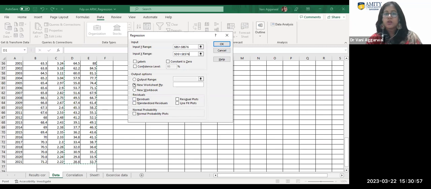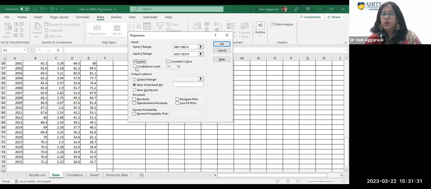Then click on labels. Under Y range, I have selected my life expectancy. Under X range, I have taken two data series. I have left TFR; I'm not interested in TFR. I'm interested in infant mortality rate and under 5 mortality rate. As I have selected the variable names, I have ticked the labels option there.